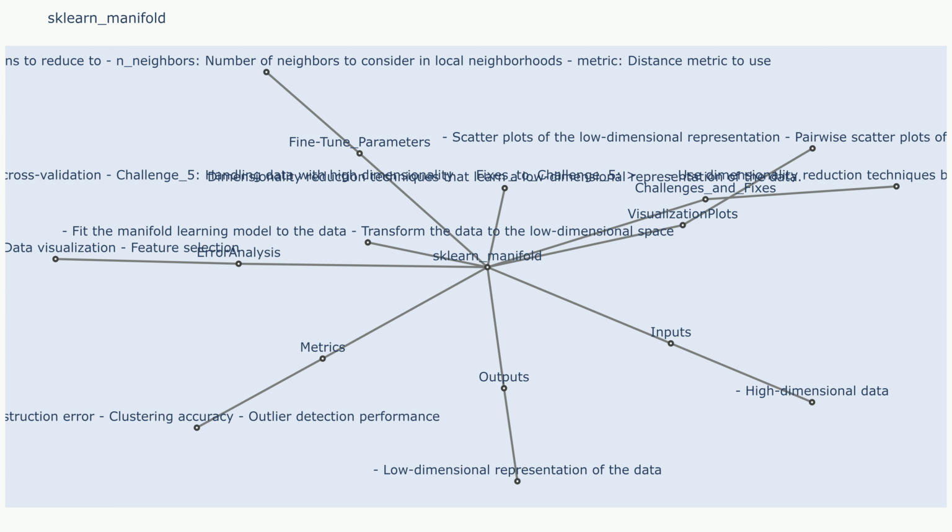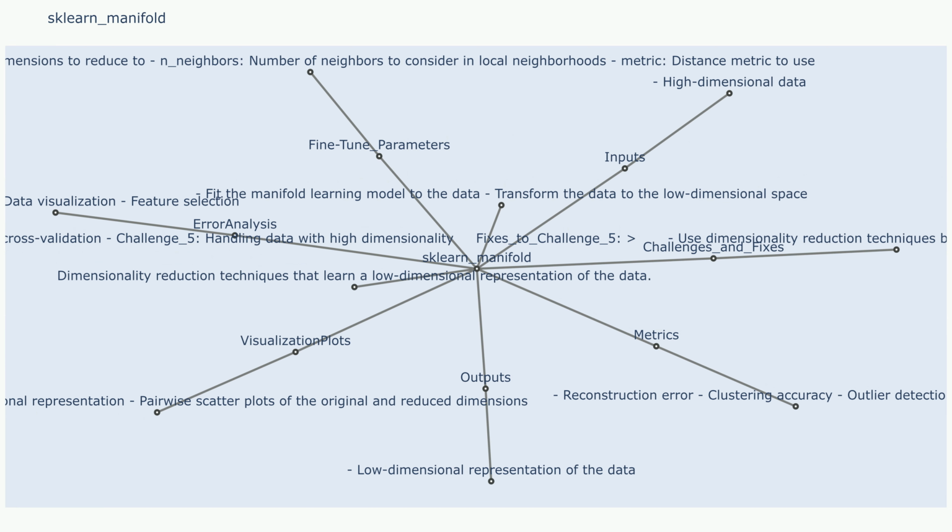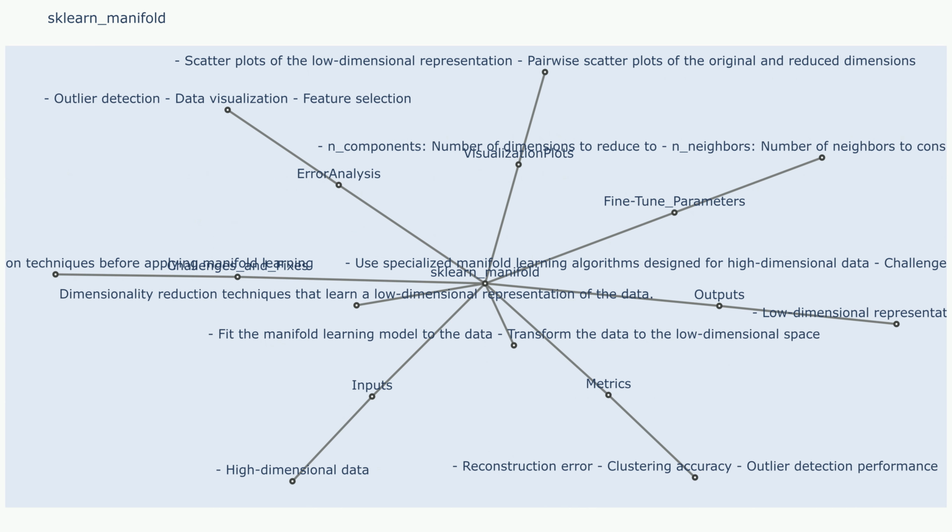global connectivity. Inputs. Input 1: data, a dataset represented as a 2D array, where each row represents a data point and each column represents a feature. Input 2: parameters, various parameters that control the behavior of the manifold learning algorithm, such as the number of neighbors, embedding dimensions, and regularization strength.